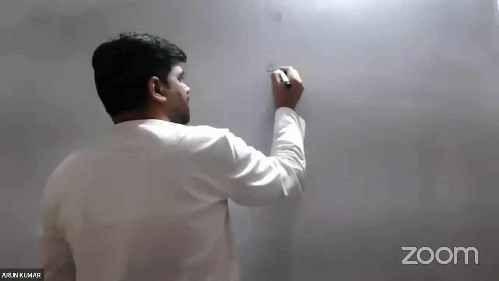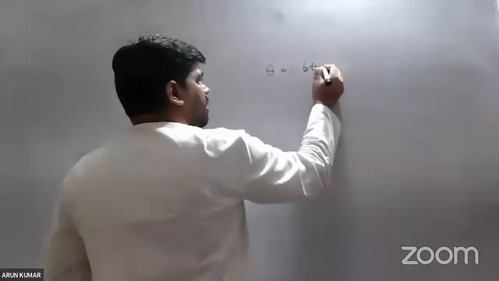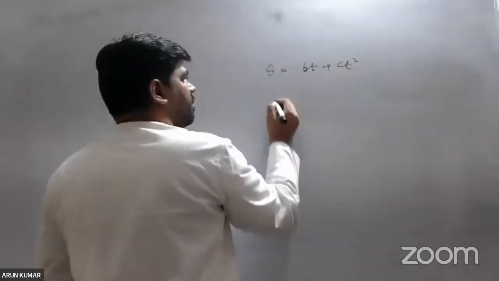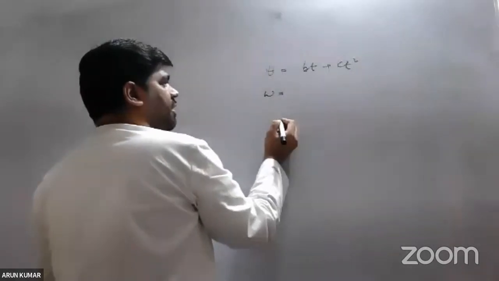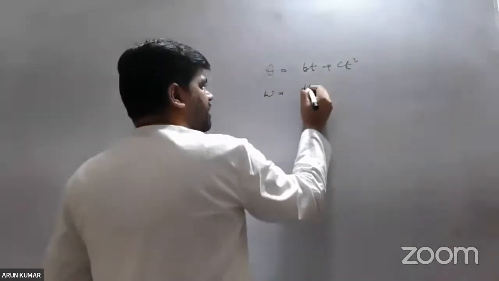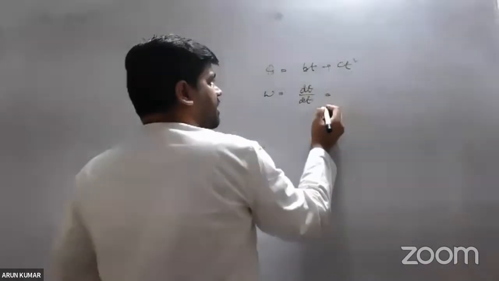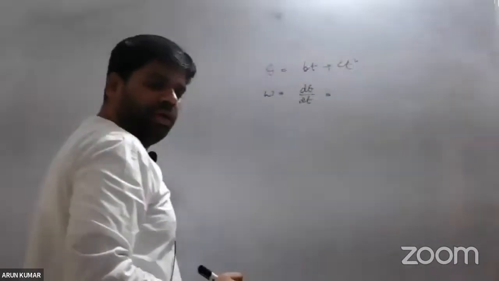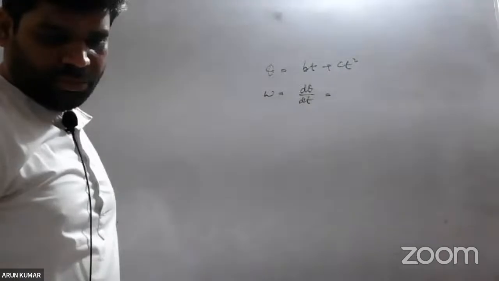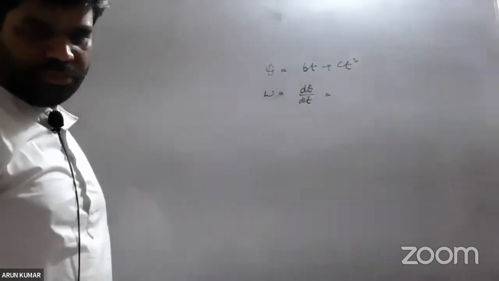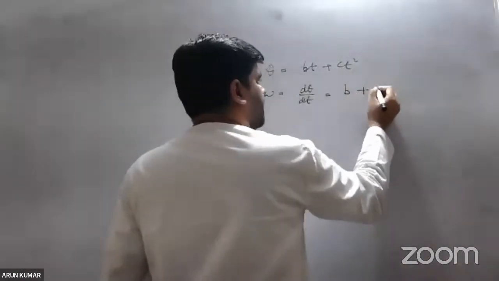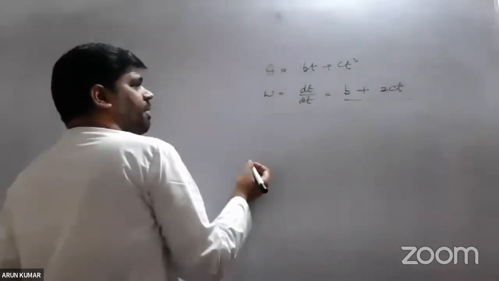Now let us say theta is given as Bt plus Ct square. I have to find out omega, the instantaneous angular velocity. So how do I do it? It is nothing but d theta by dt. What is the derivative of Bt? It is B, sir. Good. What is the derivative of Ct square? 2Ct, sir. So that's the angular velocity.